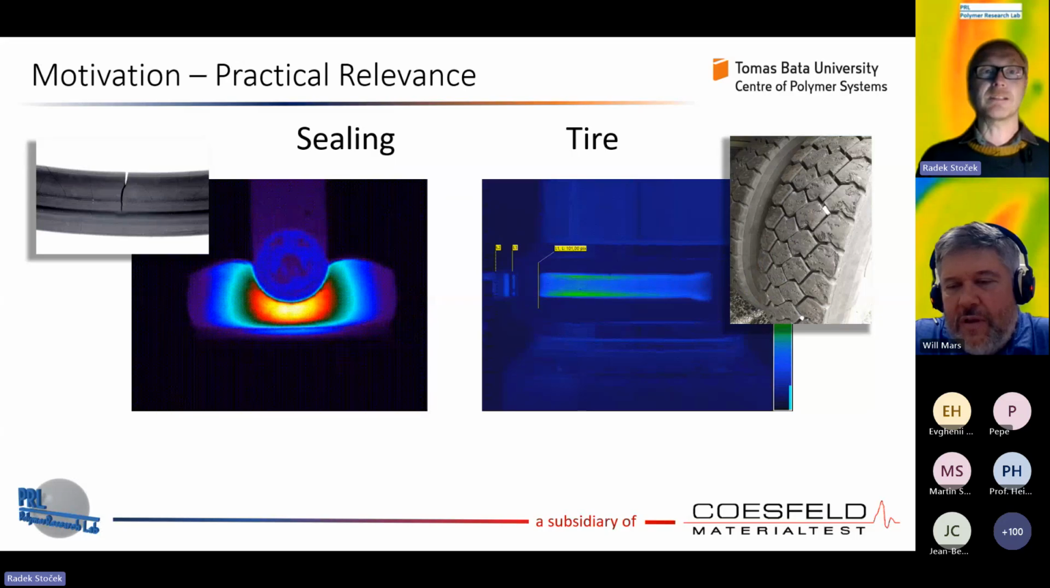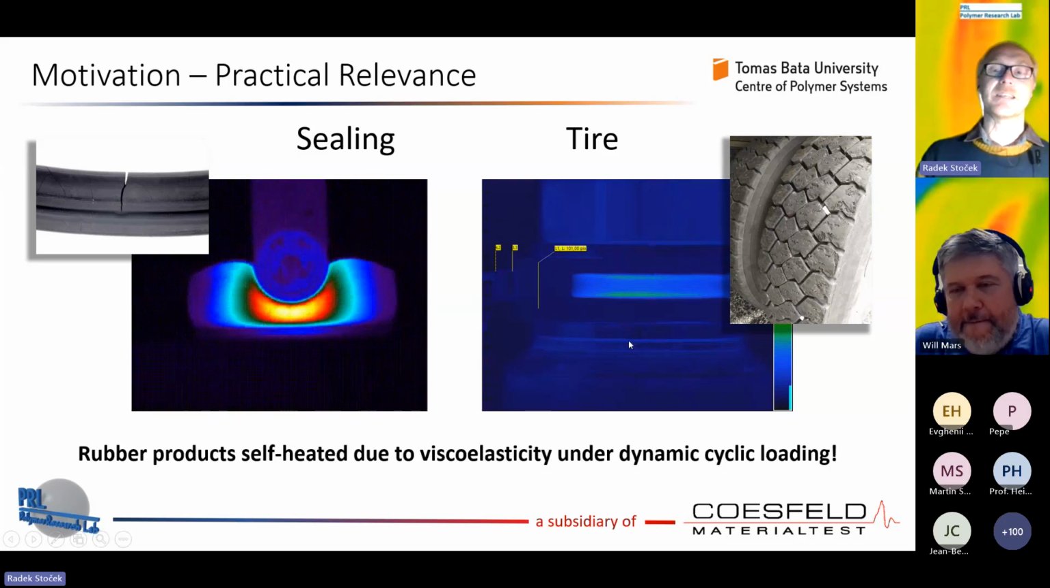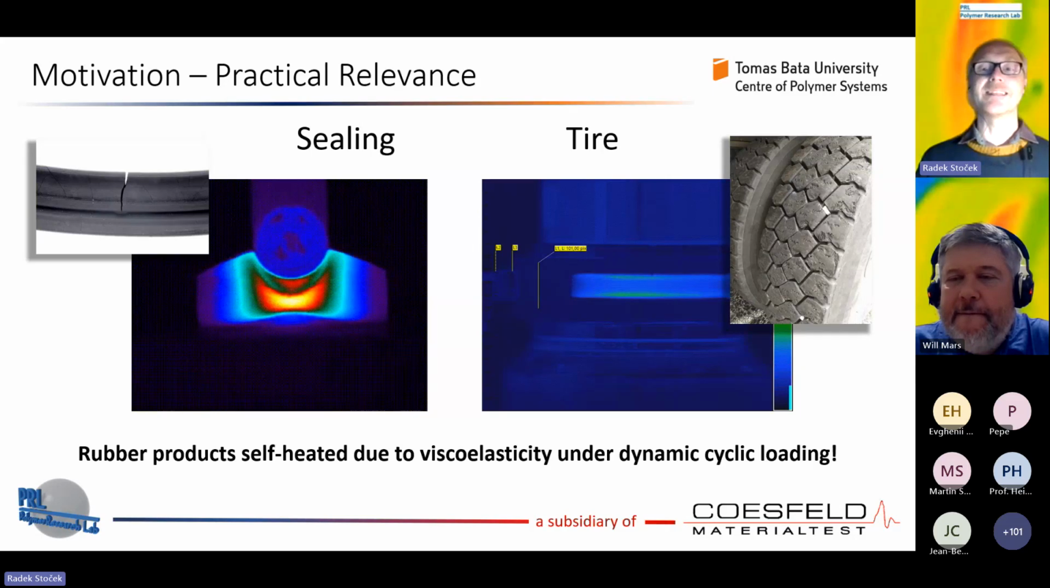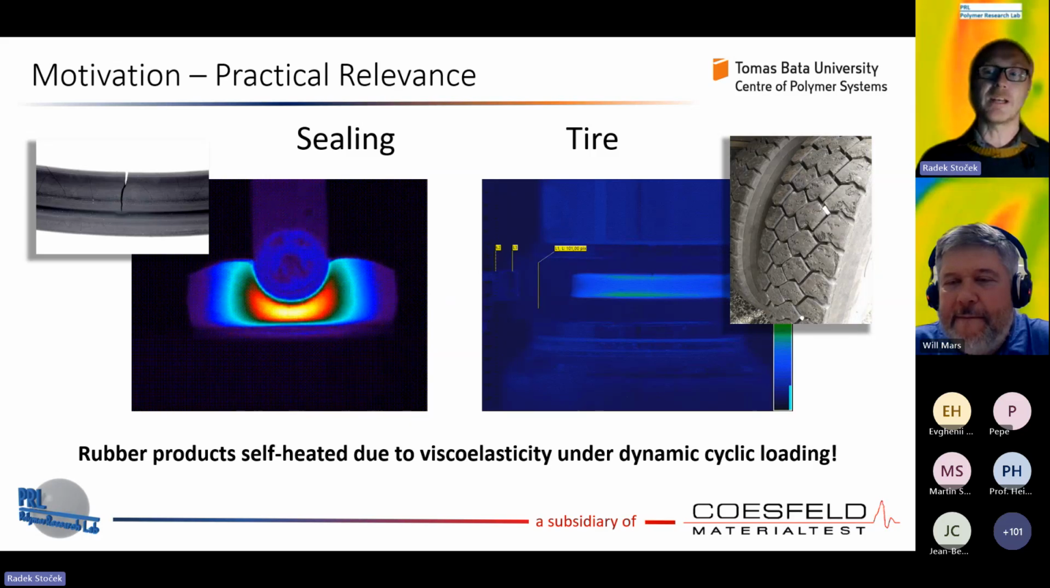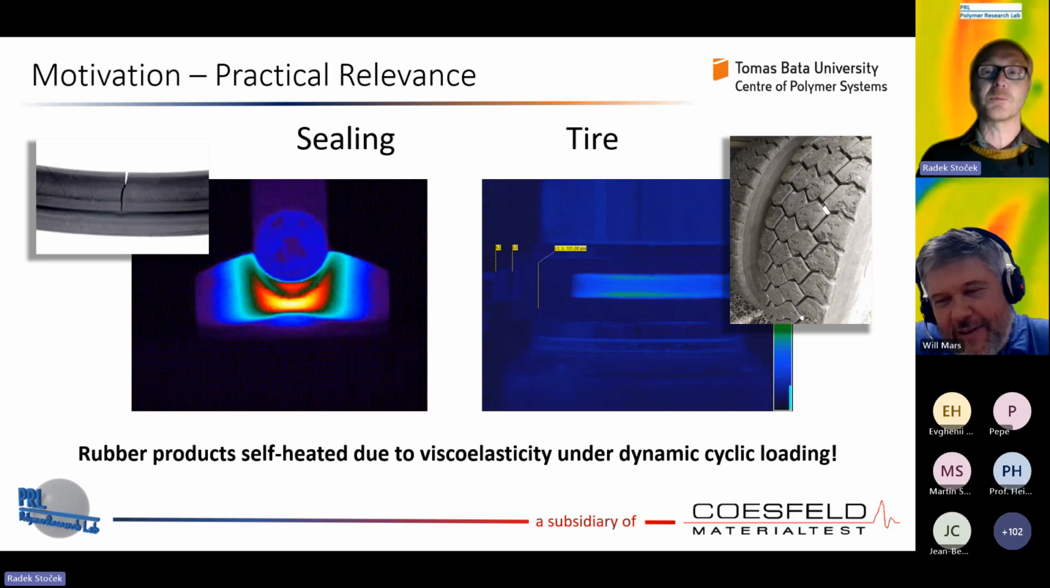So here we have another practical example. On the left-hand side, we can see a dynamically loaded sealing, and there is a visible heat buildup inside of the rubber sample. On the right-hand side, we can see a simulation from our instrumented cut-and-chip analyzer. One impact hitting the sample simulates a tire rolling in hard terrain, and we can clearly see that there is significant heat buildup. Rubber products self-heat due to viscoelasticity and the dynamic cyclic loading. That is for sure, we know it. However, we would like to measure precisely.